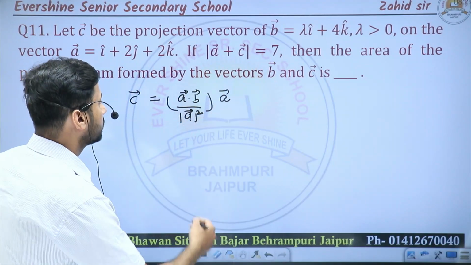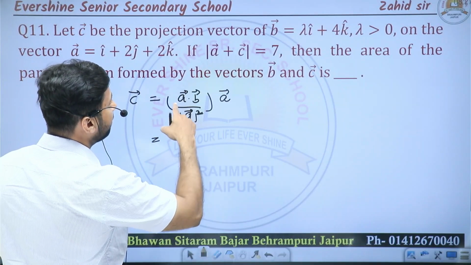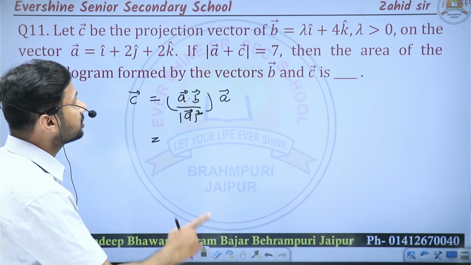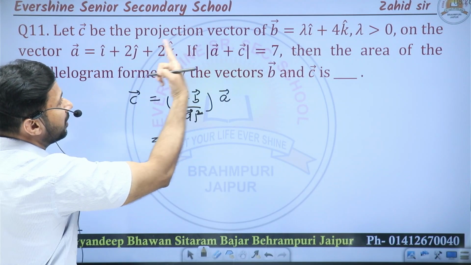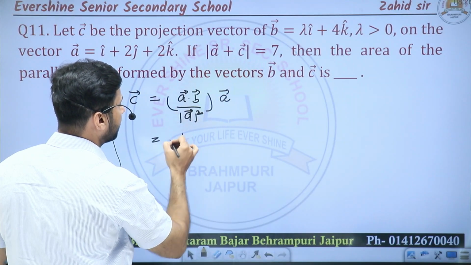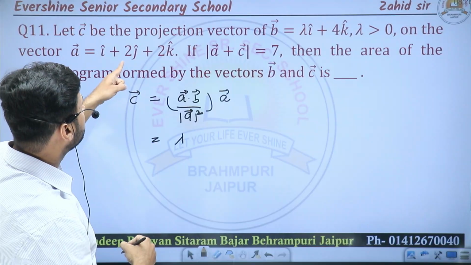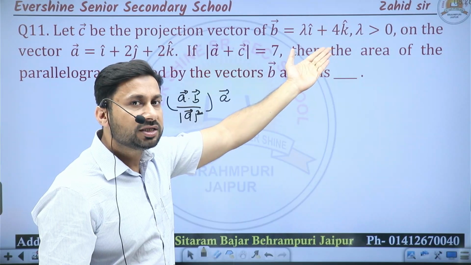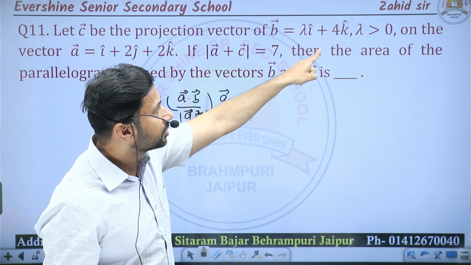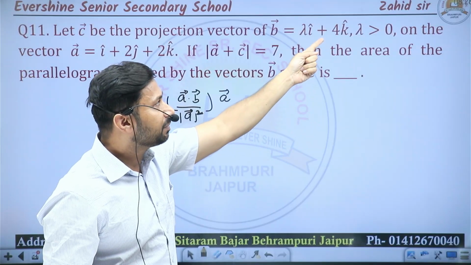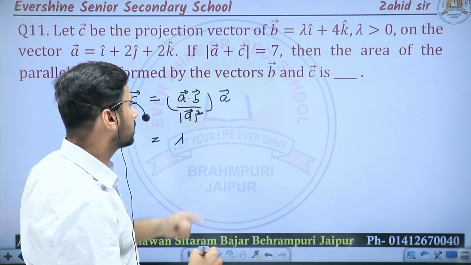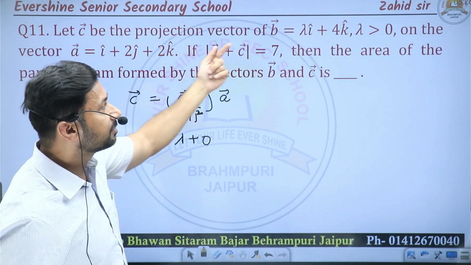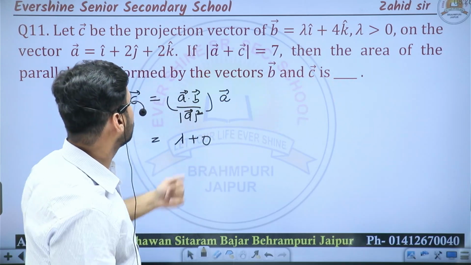So I can put the values here. If I find the dot product of these two, I have to multiply the corresponding terms. I multiply with lambda i, so it will be lambda, plus 2j multiplied with what? Nothing is there in terms of j, so its value is 0, and 0 into something will be 0. Now the third is 2k, which is multiplied with 4k. So 4 2s are 8.